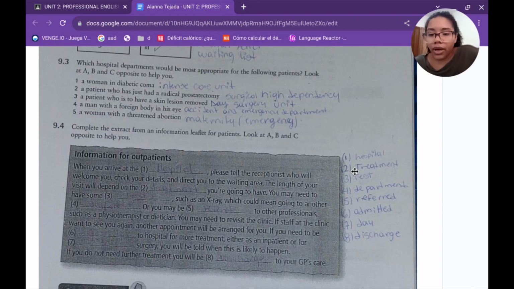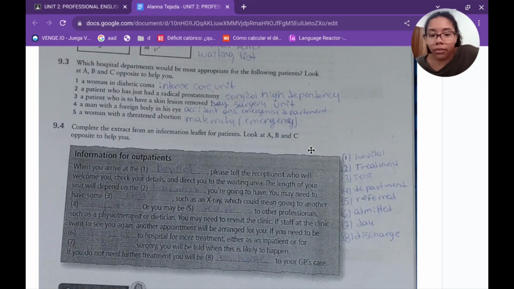When you arrive at the hospital, please tell the receptionist who will welcome you, check your details and direct you to the waiting area. The length of your visit will depend on the treatment you are going to have. You might need to have some tests, such as an X-ray, which could mean going to another department.